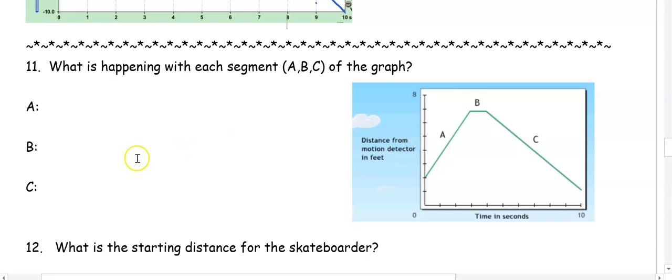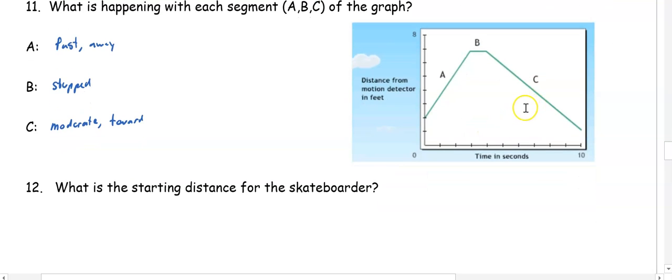In number 11, what is happening in each segment? So in segment A, he is moving fast and away. At B, he is stopped. And at C, he is moving at a moderate speed towards. We don't want to say fast because for A, he went a quicker distance in a shorter amount of time. Whereas C, it took him longer to cover the same distance. Where is he starting? So he's starting at this point. If this is 0, 1, 2, so he is starting at 2 feet away.